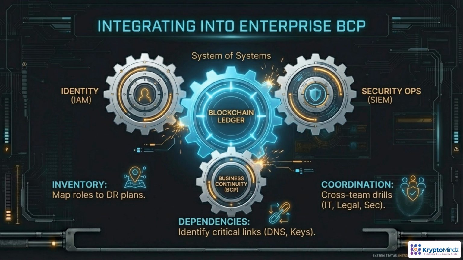Then map all dependencies: DNS, HSMs, key vaults, message buses, monitoring. If any of those fail, consensus or client access may break. Integrate with security operations so SIEM alerting and incident response processes explicitly cover the ledger. And finally, rehearse cross-team drills, including legal and compliance, to validate recovery and governance in realistic scenarios.